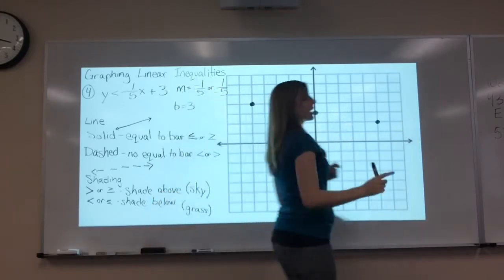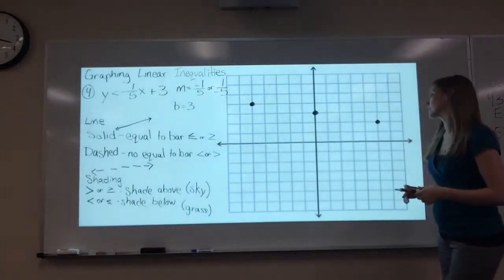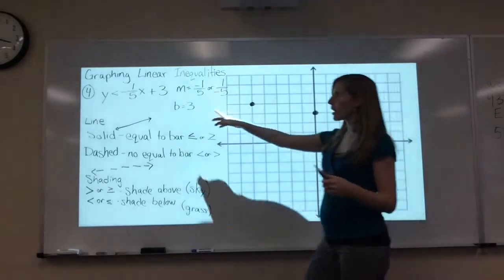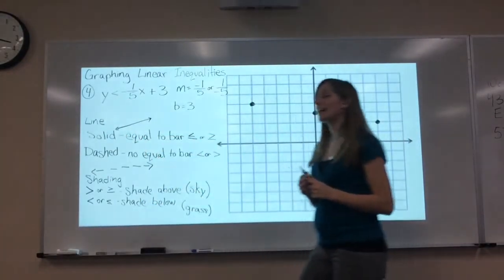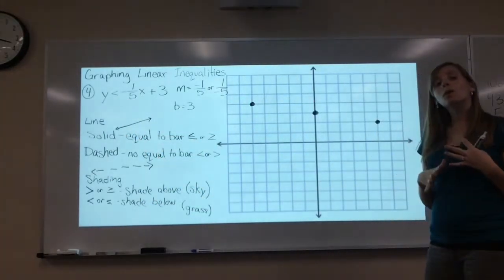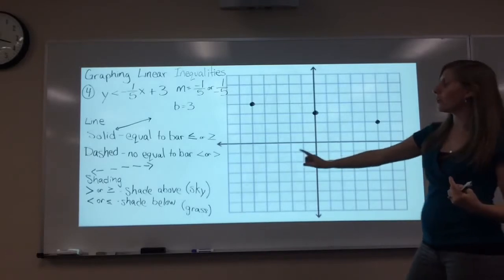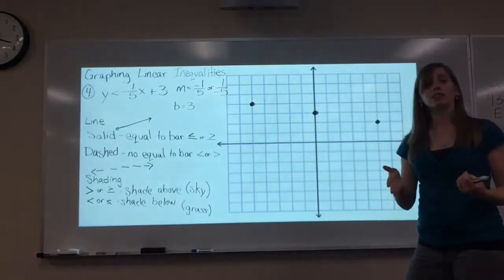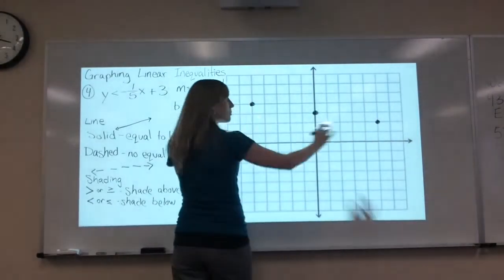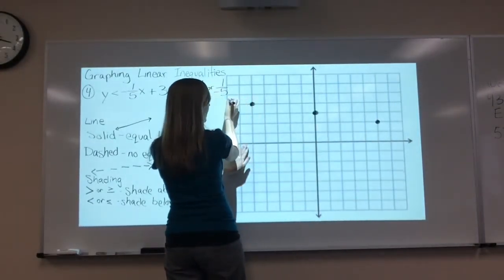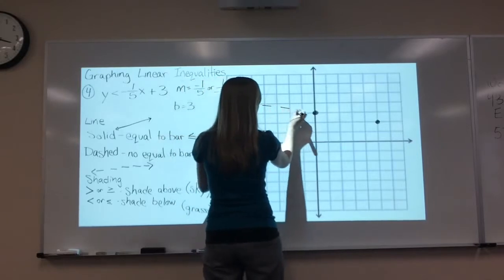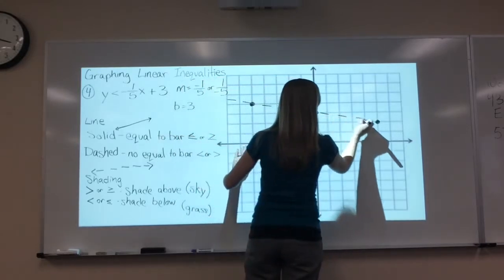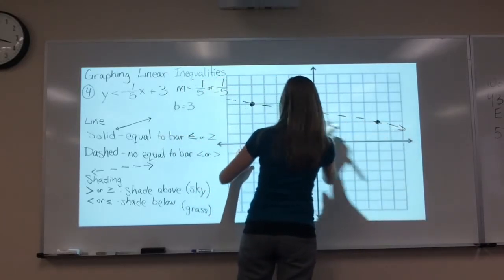Now, don't just draw a line. Remember, you have to look at the inequality sign. So taking a look at our problem, our inequality sign is a less than sign. There is no equal to bar, and remember, no equal to bar means it's dashed. There has to be breaks in your line. So connect the points. It's still going to be straight, but there's going to be breaks in your line. Like this.